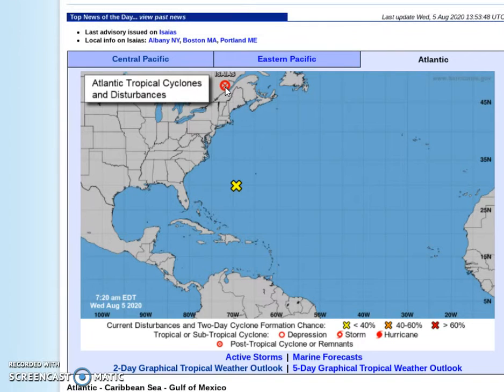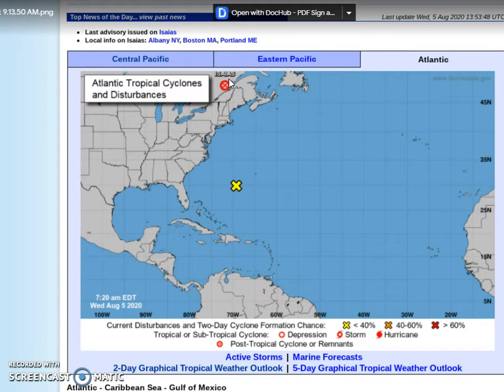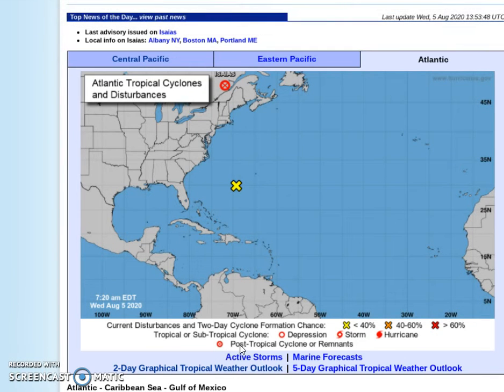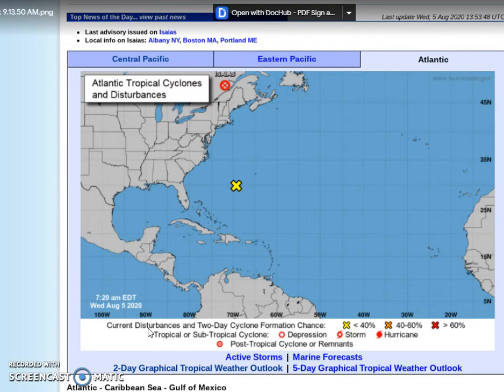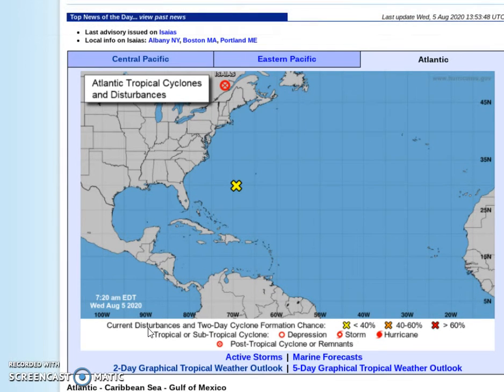Then the other thing you need to look at are the symbols that appear on the map. Here is a ring with a red X, and it's what's left of Isaias, which is a storm that kind of rolled up the eastern seaboard earlier in August. And we can look down here at the key, and that indicates a post-tropical cyclone or remnant. What that means is that's the leftovers from a tropical cyclone. It's not considered a cyclone anymore, but that's what's left of it.